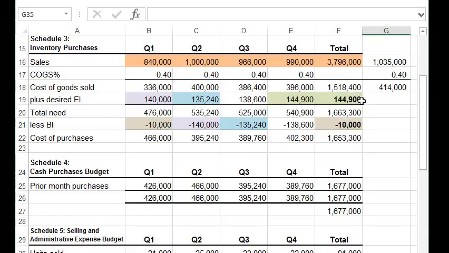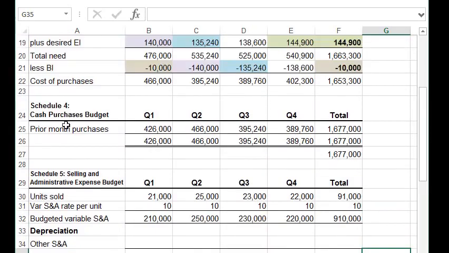After you make those formulas, go in and check the math. Cost of goods sold plus desired ending inventory will equal your total needs. Subtract beginning inventory, you'll get cost of purchases, and now this number will work both vertically and horizontally. You just need to make those adjustments, which just really requires thinking of this column as the budget for a year, not just as a total column.